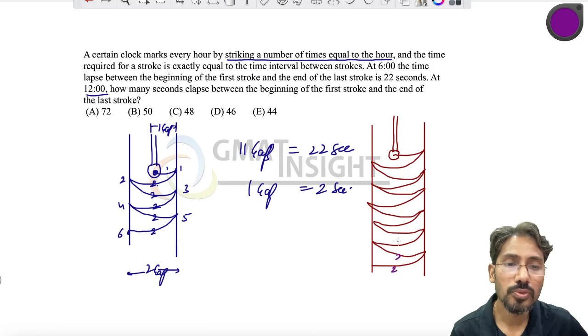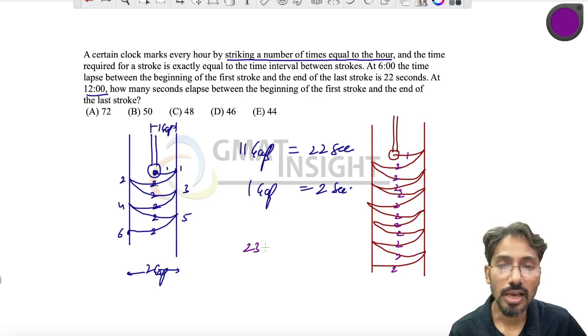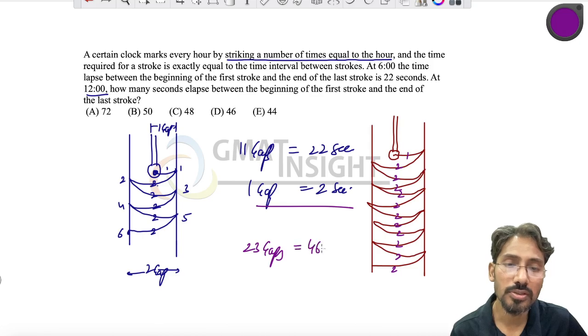2, 4, 6, 8, 10, 12, 14, 16, 18, 20, 22 and 23. So this will be 23 gaps. 23 gaps at the rate of 2 seconds per gap will take 46 seconds. So the answer should be option D.